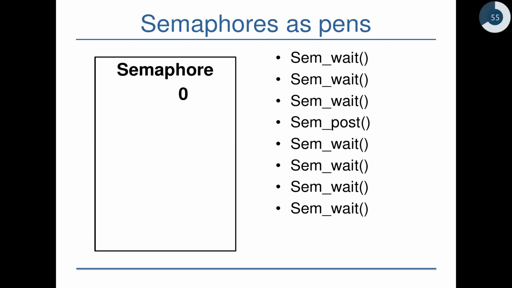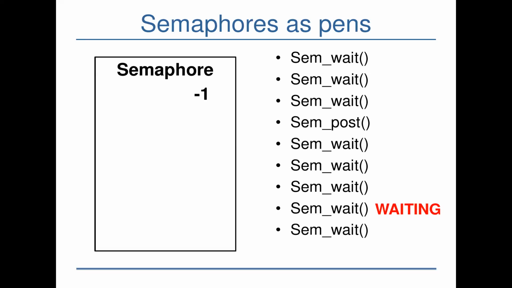So another SemWait comes. The value is now negative. So this is when we're going to block. The semaphore value was 0, so once this thread called SemWait, it became -1. This thread has to block. Then another thread comes and calls SemWait. It will also be waiting. So the semaphore value is -2 now.